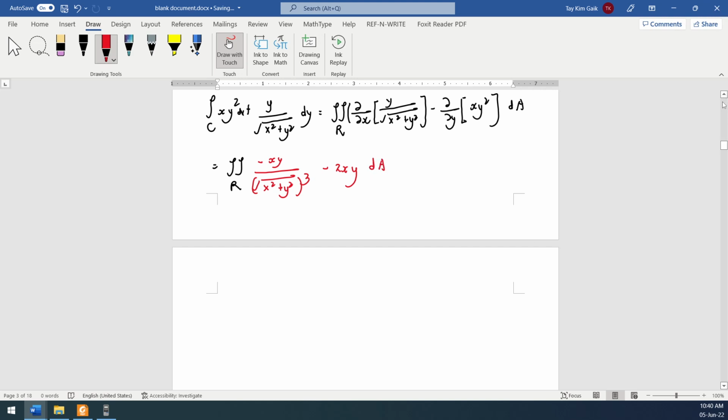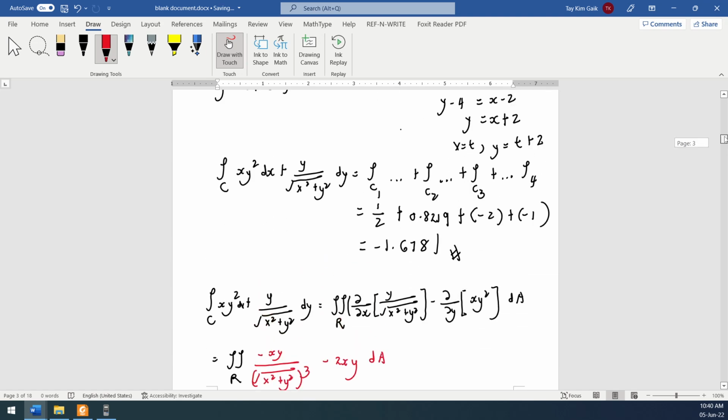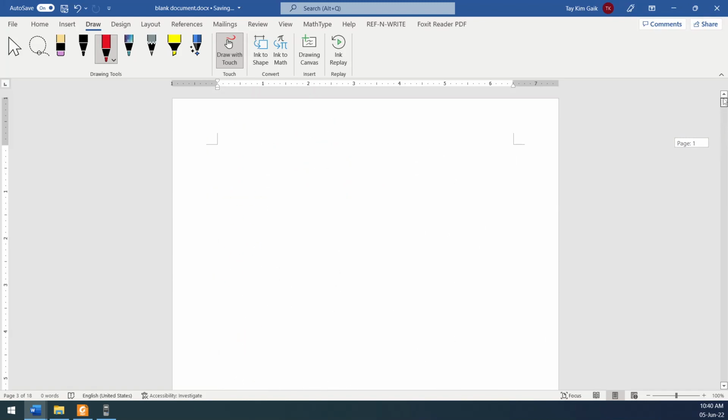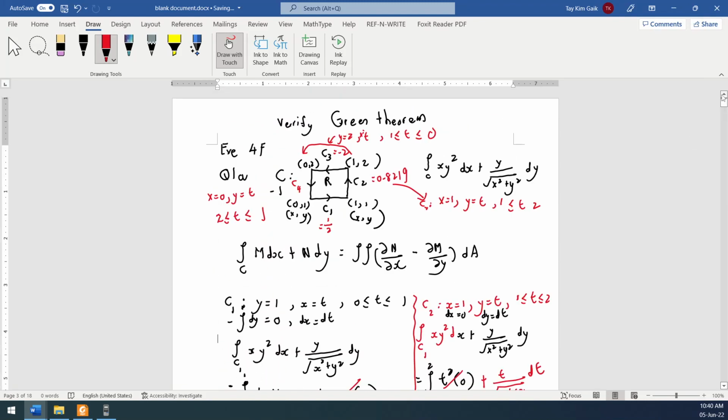Then dA, you notice this is a square, you can use a rectangular region where y is from 1 to 2, and x from 0 to 1. You see the coordinate, x moves from 0 to 1, and then y from 1 to 2.